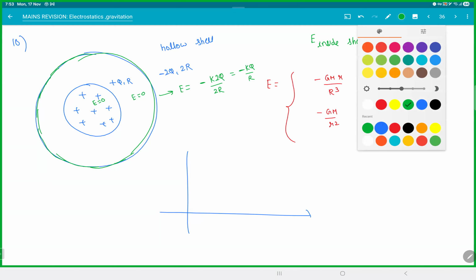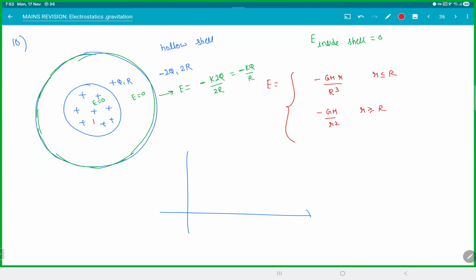Great. What about this guy? So inside we have the field here, E inside. Here it is the E outside formula, and again E outside formula. So inside the field will vary linearly till R. Then it starts decreasing. So the graph will look exactly identical till 2R. At 2R, suddenly things get messed up.